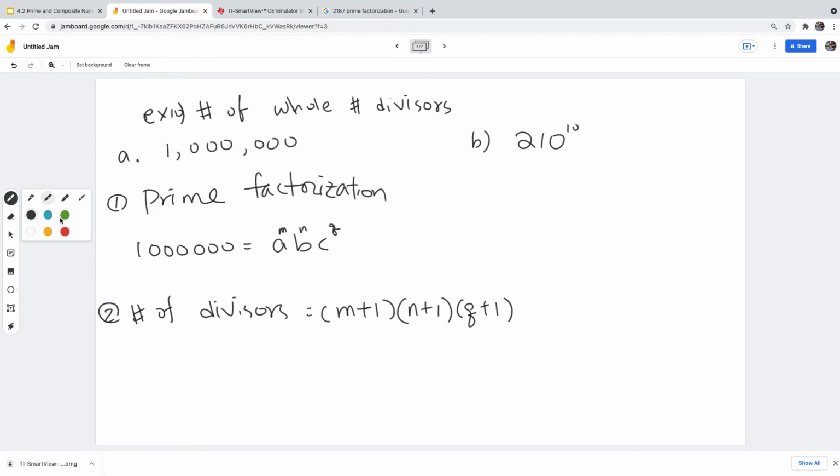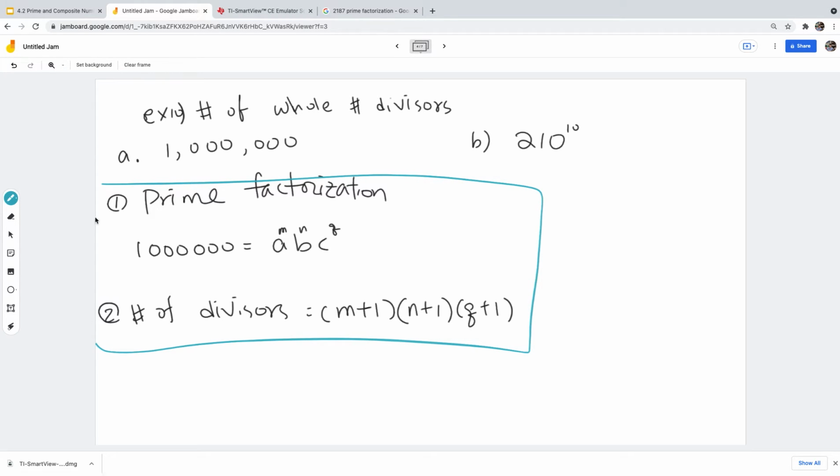So remember this procedure. That's the shortcut to find the number of divisors of any number. So let's try with 1 million. I see that 1 million, one followed by six zeros, is 10 to the what power? 1, 2, 3, 4, 5, 6. 10 to the 6th power, right?